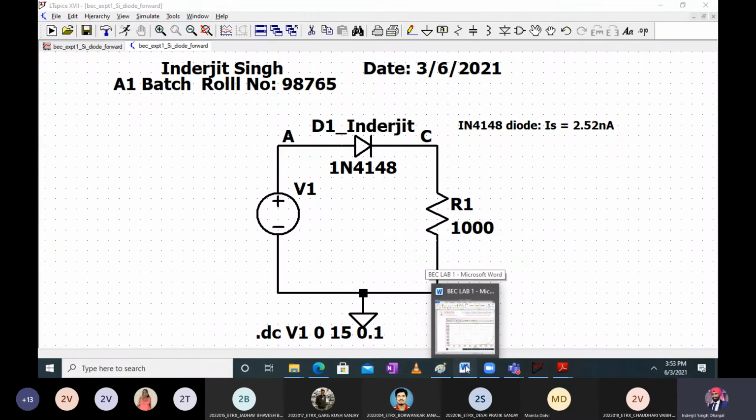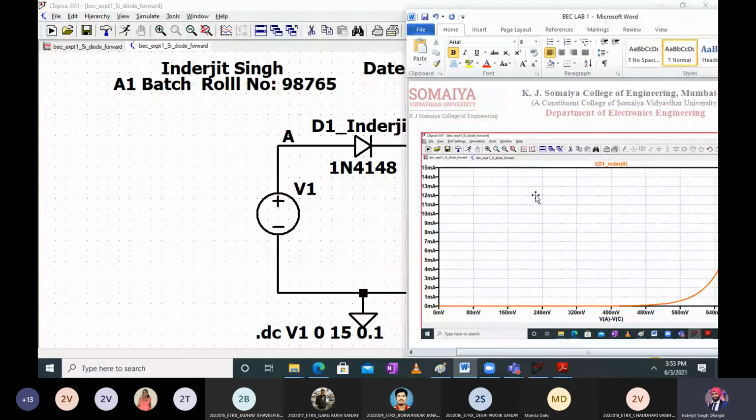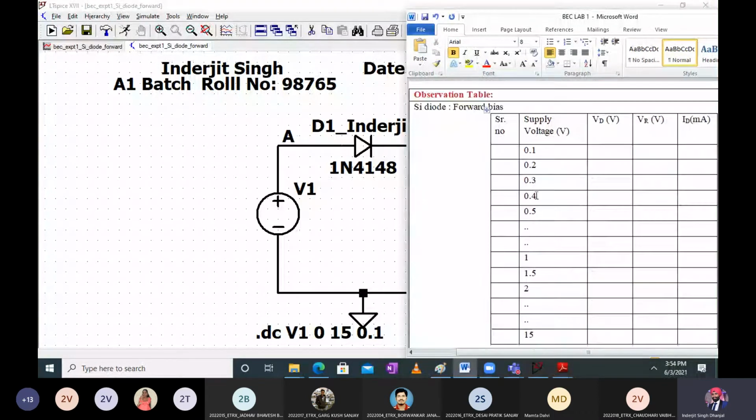So everyone ready? Everyone has saved the 3 plots. Okay. Now listen very, very carefully.